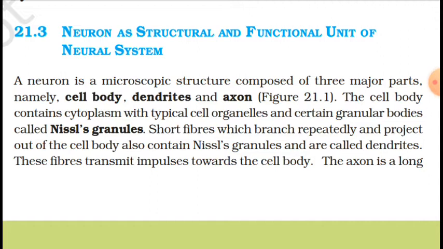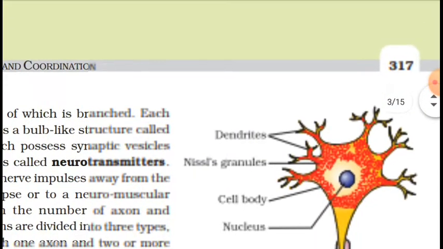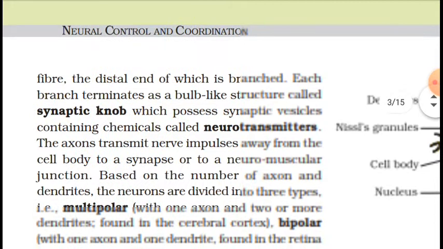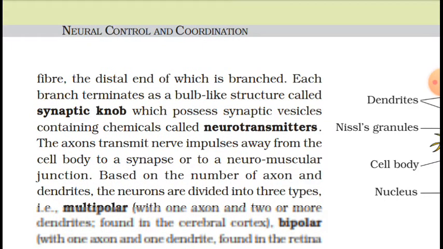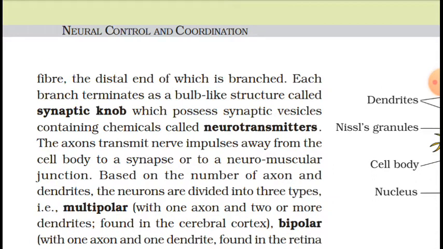Then next is the axon. What is an axon? Axon is a long fiber. If we talk about its distal end, the distal end is branched here. Now what about this branch? Each branch terminates as a bulb-like structure and it is known as the synaptic knob. This structure is very important here.